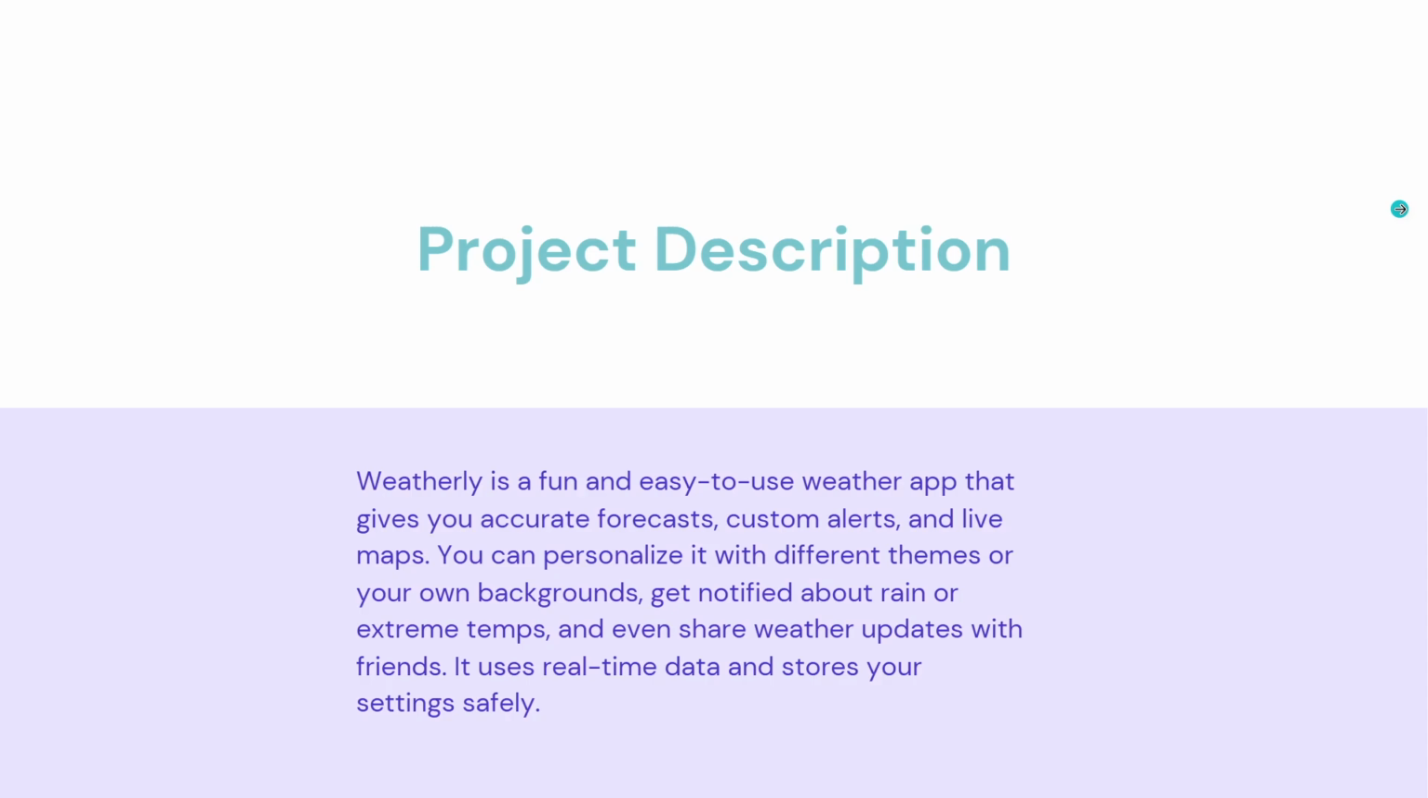The Weatherly app is a fun and easy to use weather app. It's designed to give you accurate forecasts, lets you set custom alerts, and also has a live radar map feature. You can use different themes that we have, such as dark and light theme. You can also upload your own image for the background, and the app also offers notifications for the weather, and it's a really easy app to share weather updates with your friends.